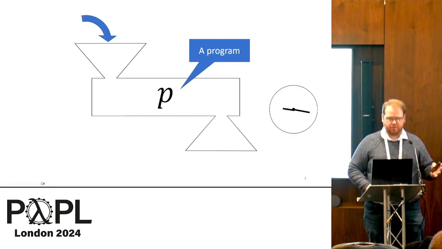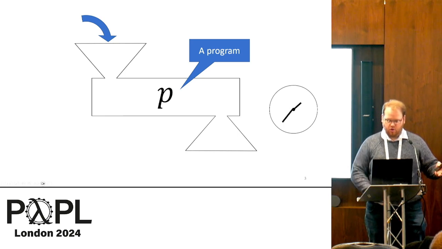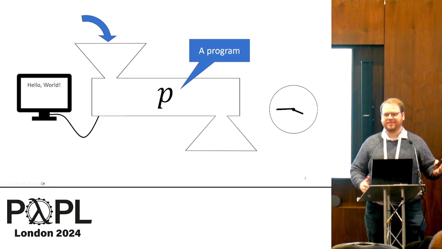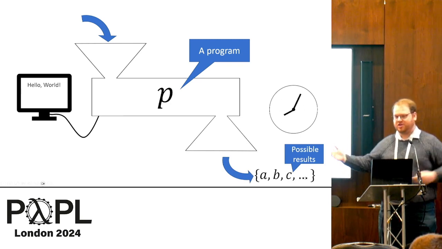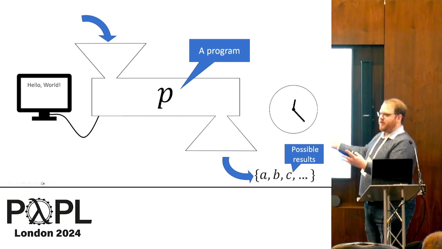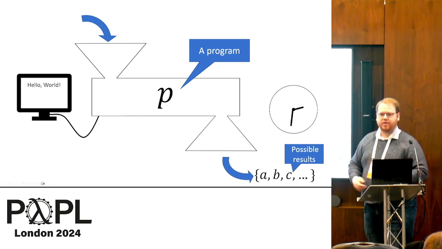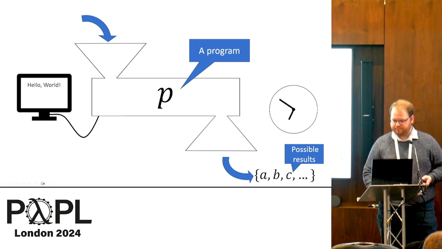You give them an input, and they do things like take time, or print to the screen, or produce many possible results. Maybe they just choose one thing from some set. These are the effectful things that we have to deal with. This intensional behavior matters for programs.